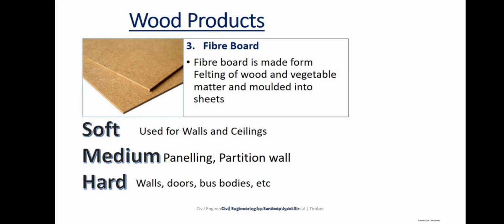Uses of plywood. Used for partitions, ceilings, doors, concrete form work, plywood boards, laminboards, built up boards with core strips up to 7 mm wide and 7 mm thick, and block boards, built up boards, etc. Fiber board is made from a felting of wood and vegetable matter and molded into sheets. Softboard is used for walls and ceilings, medium board for paneling, partition walls, hardboard for doors, bus bodies, etc.